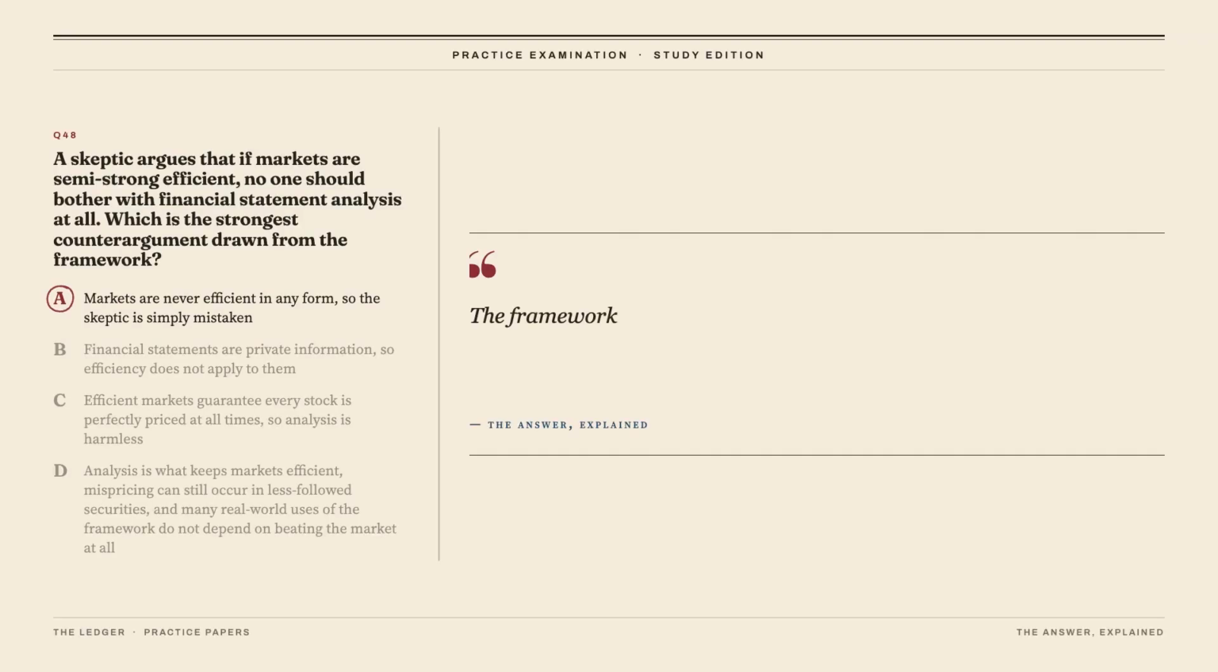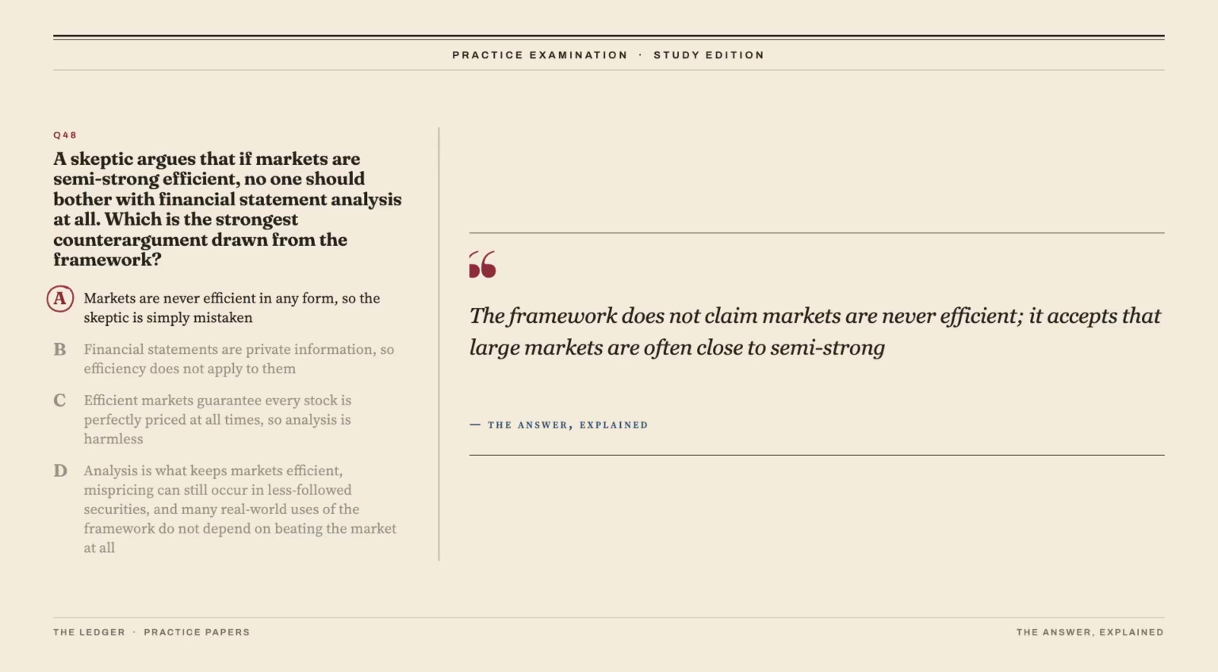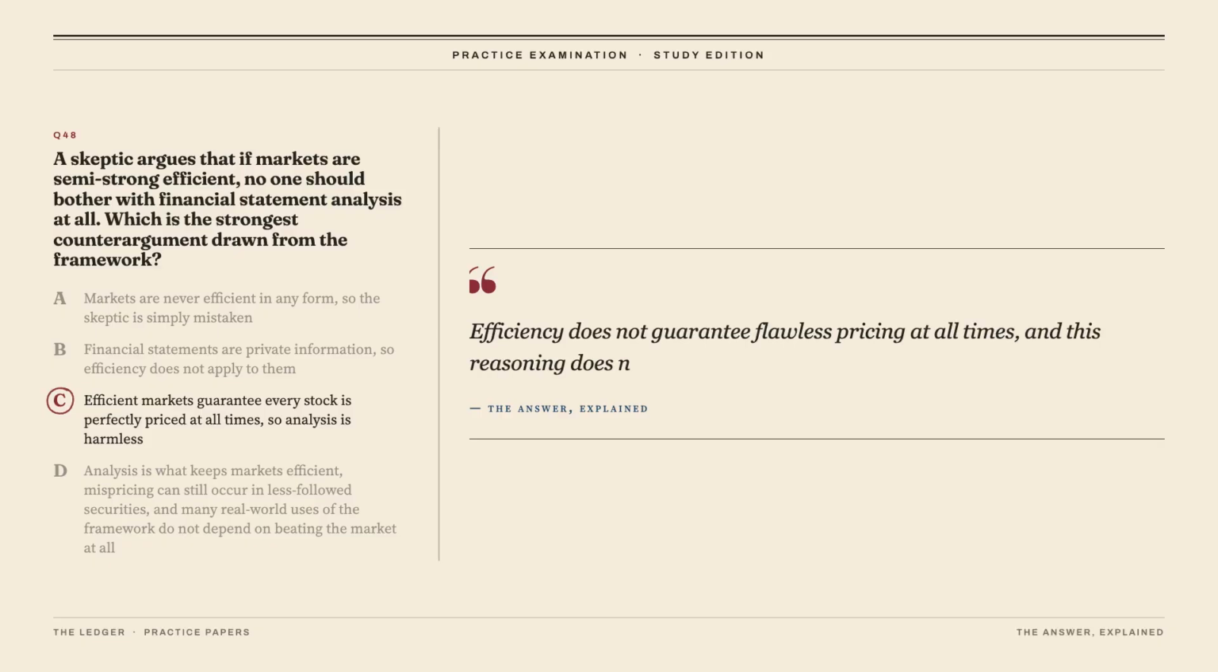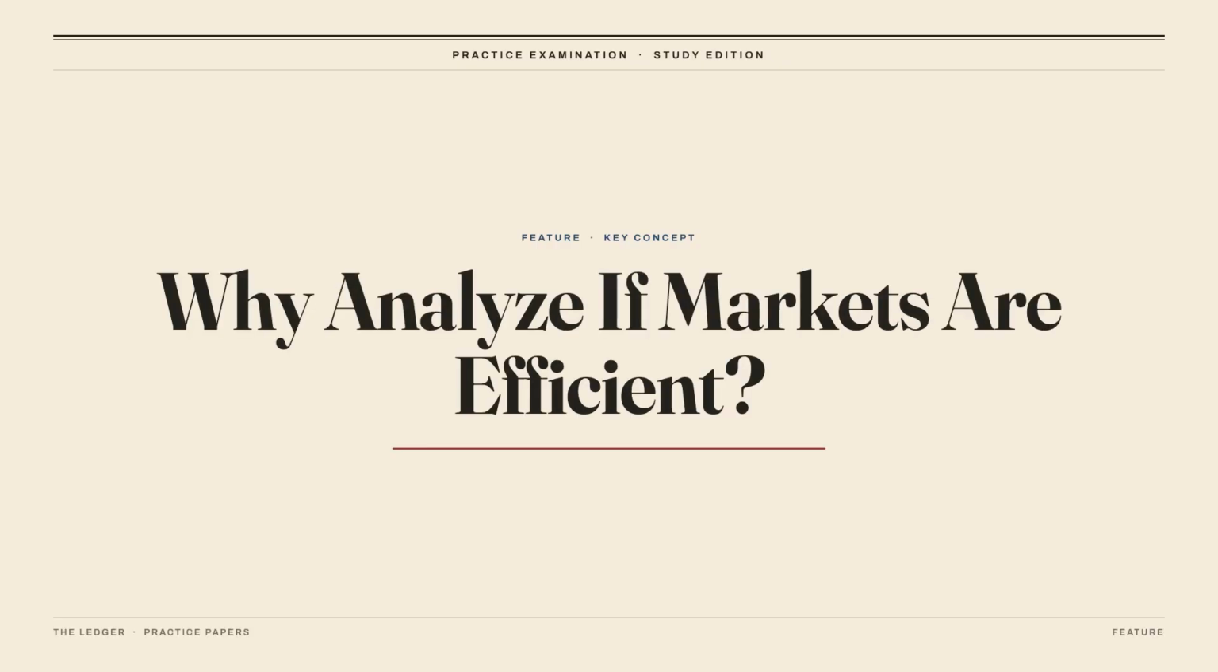A is wrong because the framework does not claim markets are never efficient. It accepts that large markets are often close to semi-strong efficient, and argues analysis still matters anyway. B is wrong because financial statements are public information, so this premise is simply false. C is wrong because efficiency does not guarantee flawless pricing at all times, and this reasoning does not actually explain why analysis remains valuable. If markets already reflect all public information, why bother analyzing financial statements at all?